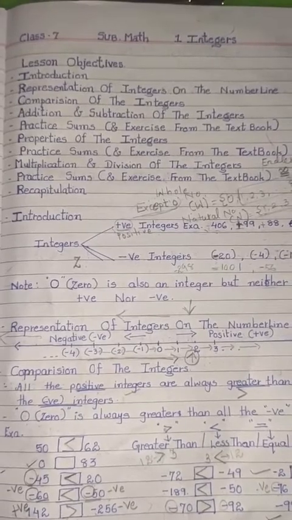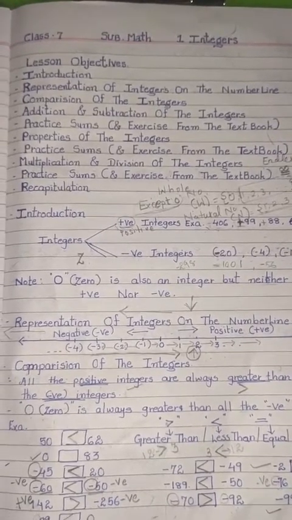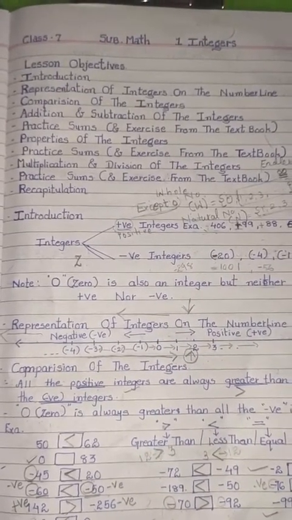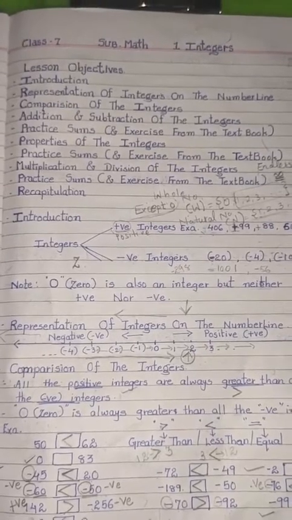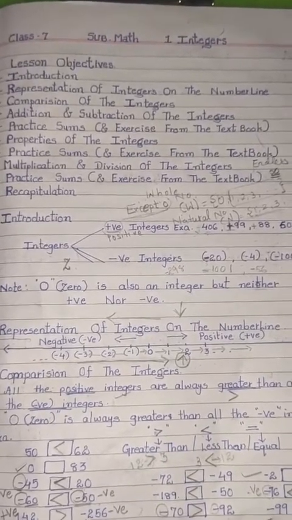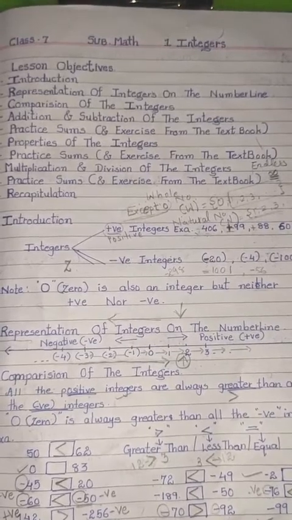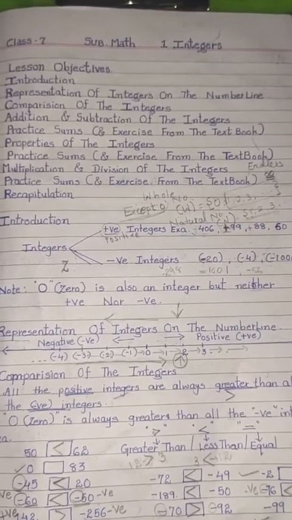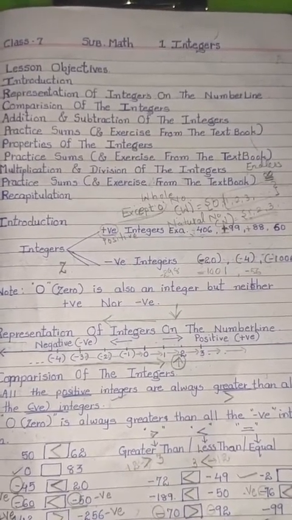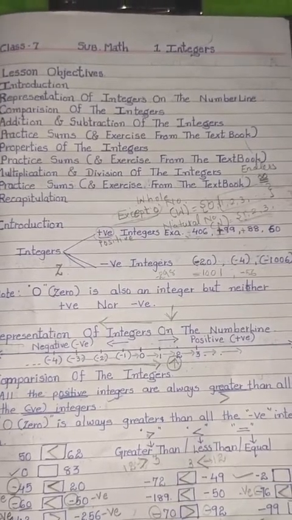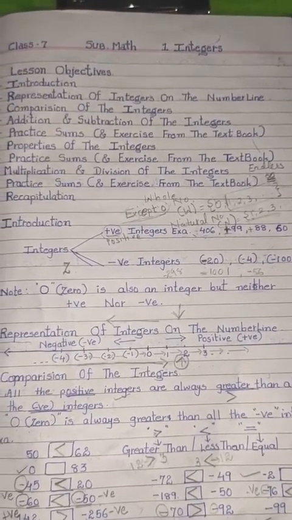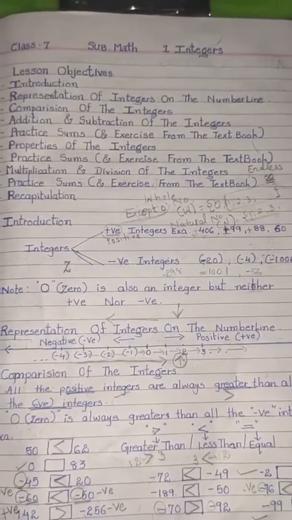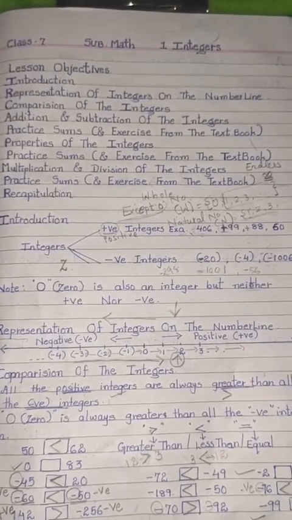In our previous class, we have studied the introductory part of integers, how to represent and how to compare. Now, in today's class, we are going to study basic mathematical operations on the integers. Means, how can we do mathematical operations on the integers?